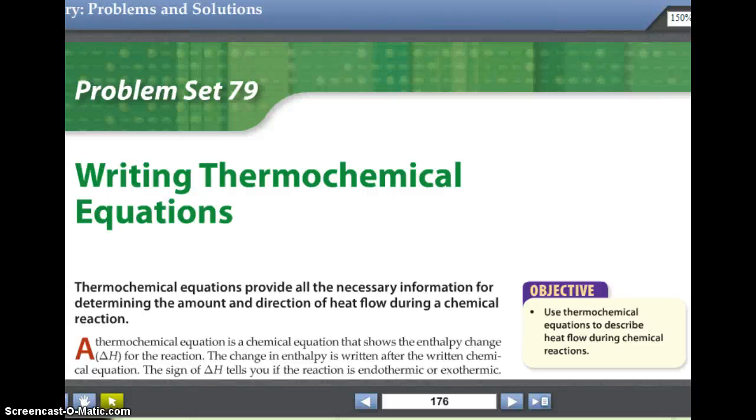This is part 2 of the 4.08 review. Problem set 79, writing thermochemical equations. Objective: use thermochemical equations to describe heat flow during chemical reaction. Thermochemical equations provide the necessary information for determining the amount and direction of heat flow during a chemical reaction.